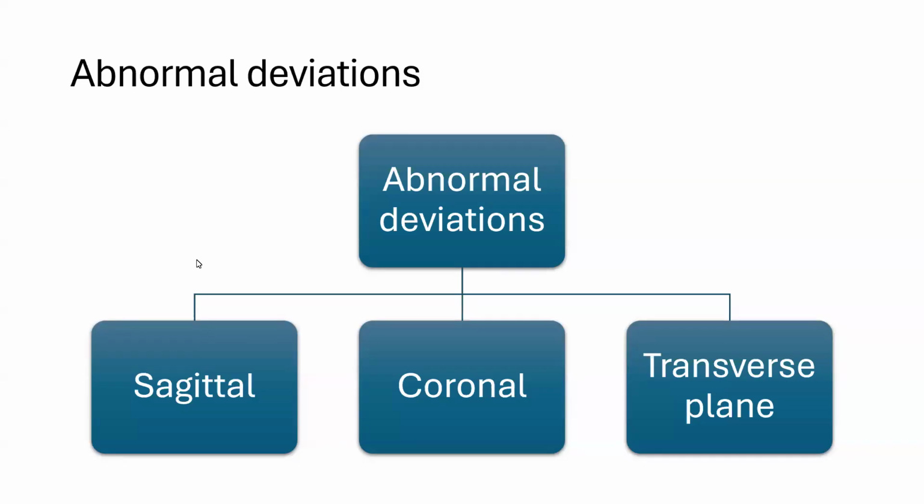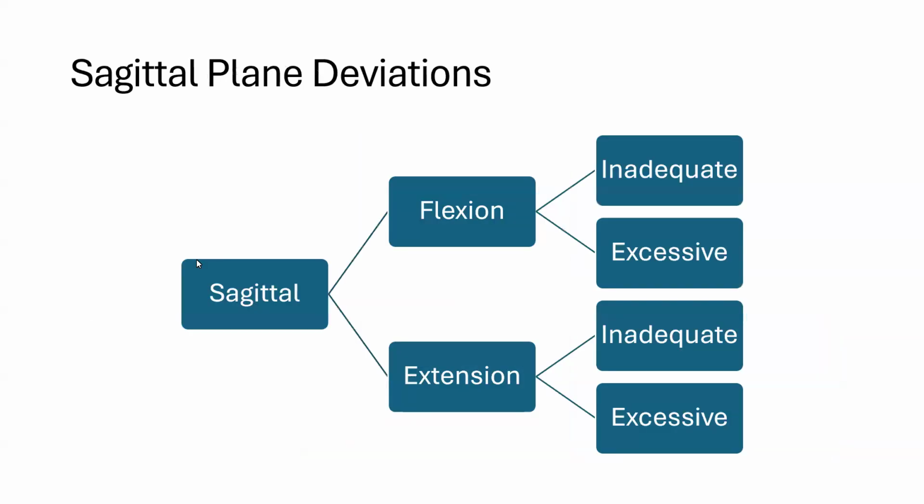So sagittal plane deviations are divided into flexion and extension. Inadequate flexion defines the failure to accomplish the normal amount of flexion which is required, with the result being either limited or absent motion altogether, whereas excessive flexion is more than the normal range. Inadequate extension relates to persistent flexion, like knee contractures. We'll be discussing the causes later. And excessive extension indicates motion beyond the neutral.